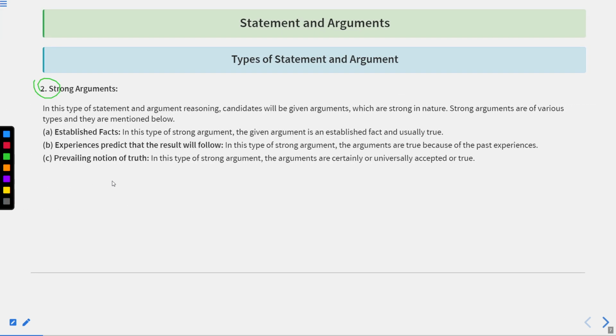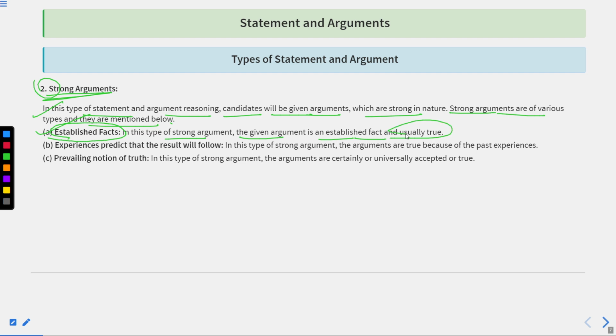On the contrary, when we talk about strong arguments, in these types of statements and arguments reasoning, candidates will be given arguments which are strong in nature. Strong arguments are of various types and they are mentioned below. Established facts. In this type of strong argument, the given argument is established on a fact and is usually true.